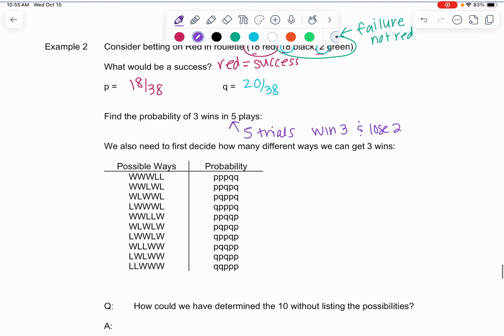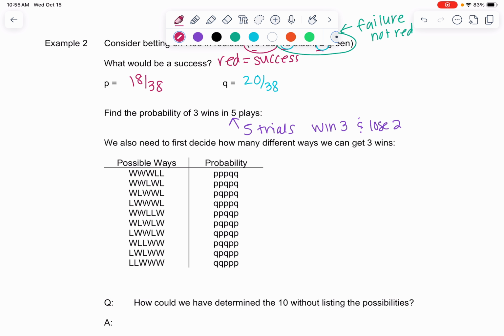So if we think back to our old chapters, we could just multiply, right? You win 3 times, and then you lose and you lose. The problem is there's more than one way this can happen. And so I kind of organized it in a table, and it's super tedious, and it would be really hard to catch them all. So we're going to talk about a shortcut.